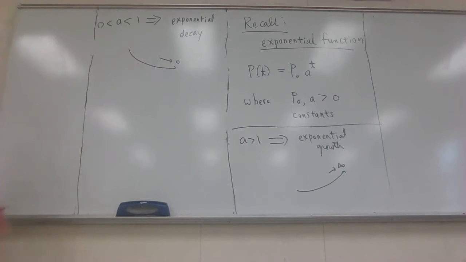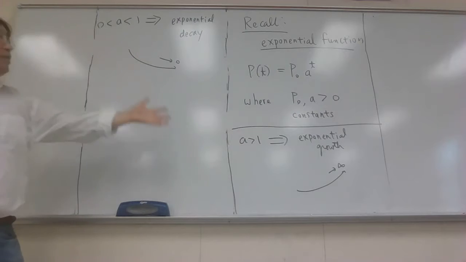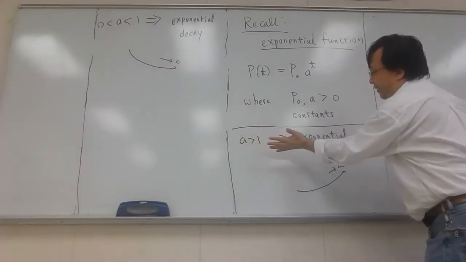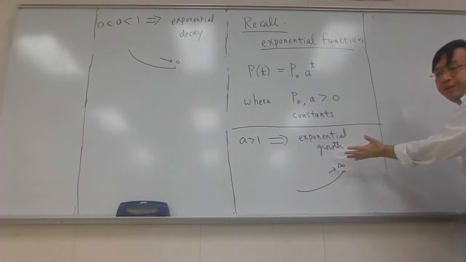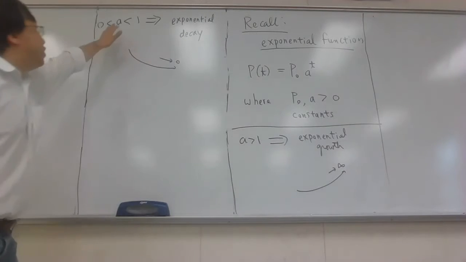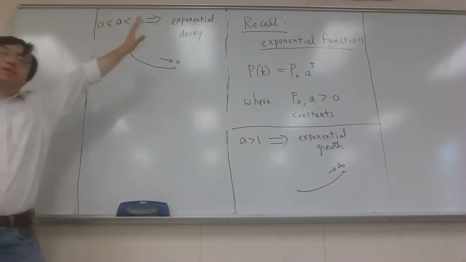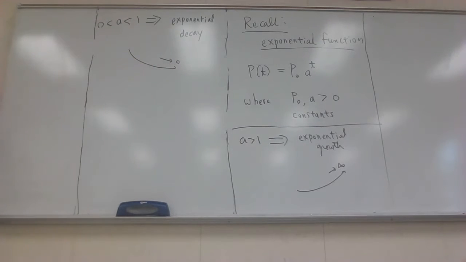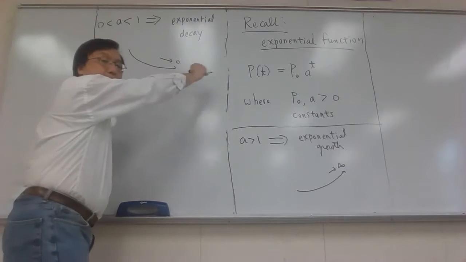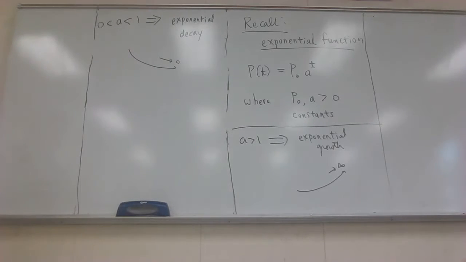So those are the two cases for exponential functions. Where the base a is strictly bigger than 1, that's exponential growth, and as we move forward in time, the function blows up to infinity. Where the base a is strictly less than 1, that's exponential decay, and the function decays to 0. Those are the two cases.